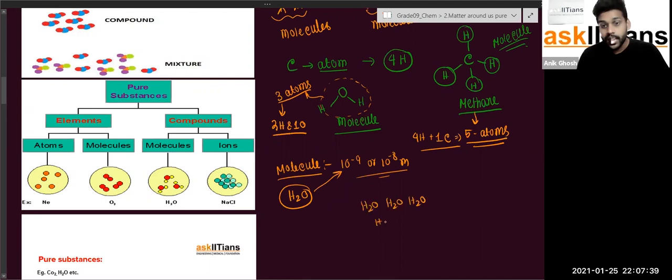Okay. Now, when there are so many water molecules together in one place, they are making big structures, and that is not a molecule anymore. That is a compound.